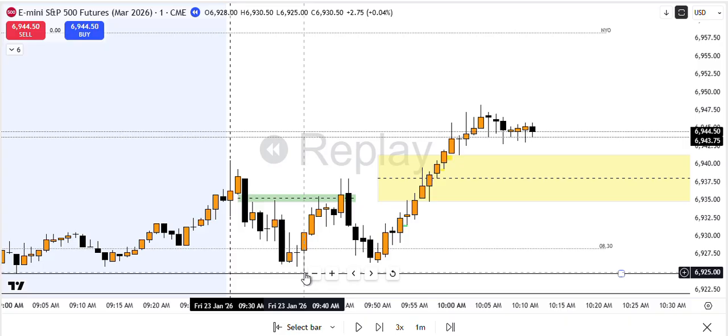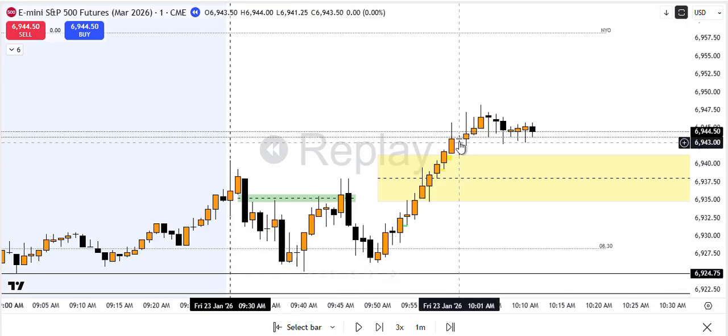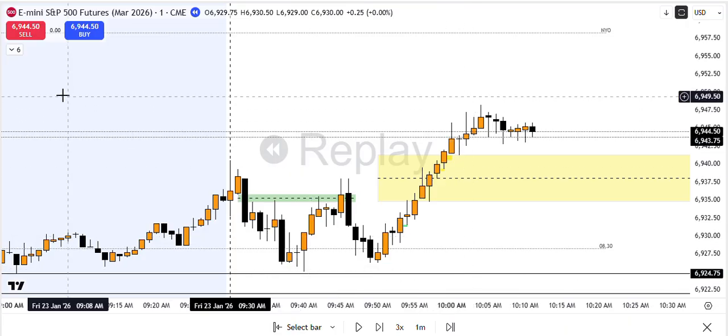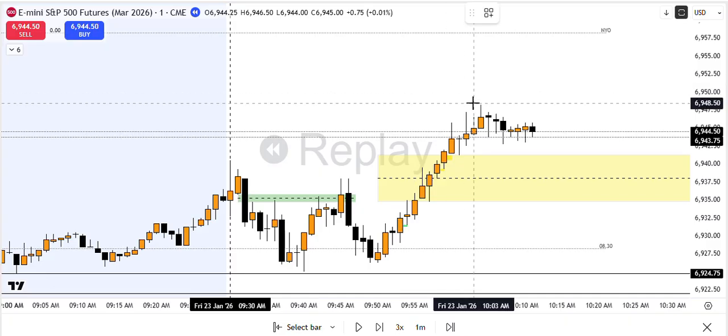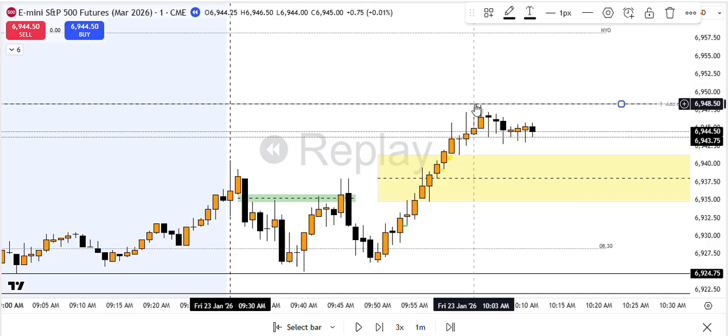We have a swing low here, higher low to the left, higher low to the right, swing low, and we've got a swing high right here. So this is the 1 minute, but we'll go to the 5 minutes. So this is the high. Let's go to 5 minutes.